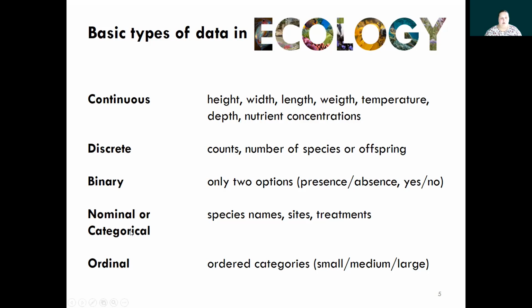Then we have nominal or categorical data, which are species names, sites, and treatments. So this is very similar to something like a factor in R. And we have ordinal data, which are basically ordered categories, something like small, medium, large.